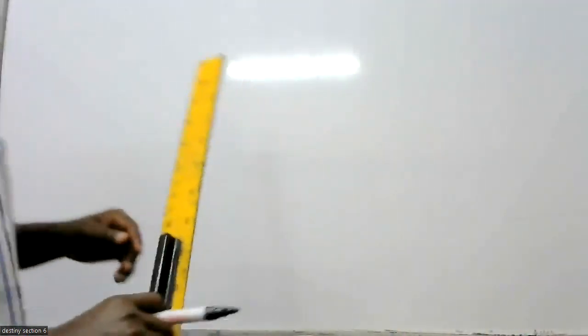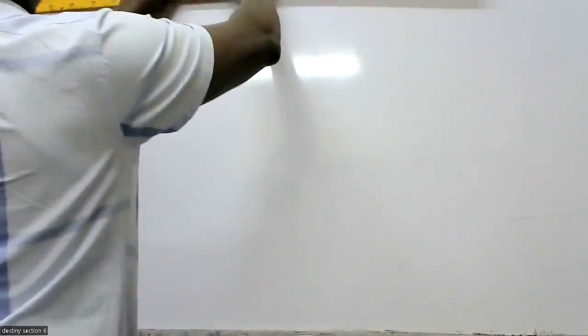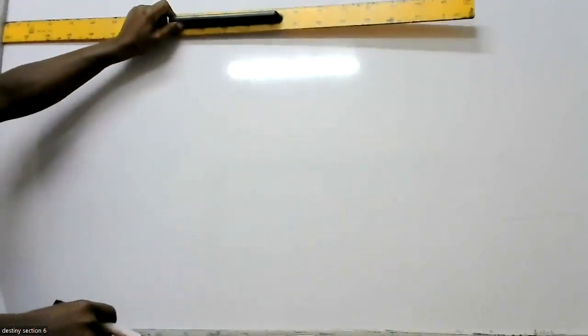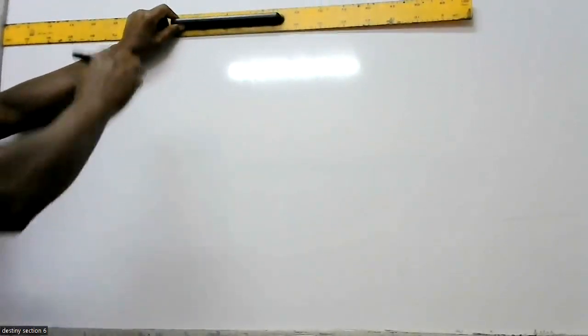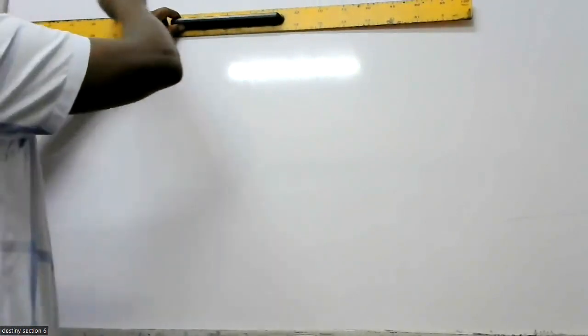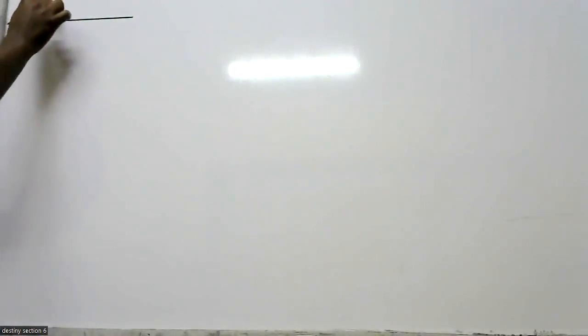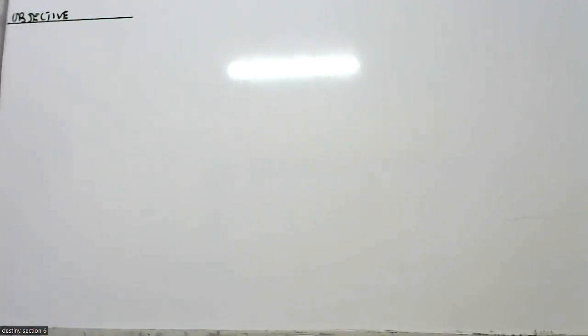So, when you're making a decision, we always take some steps, and the first step is to identify the objective. So the first step is to identify the objective. And the objective is what it is that you want to achieve.